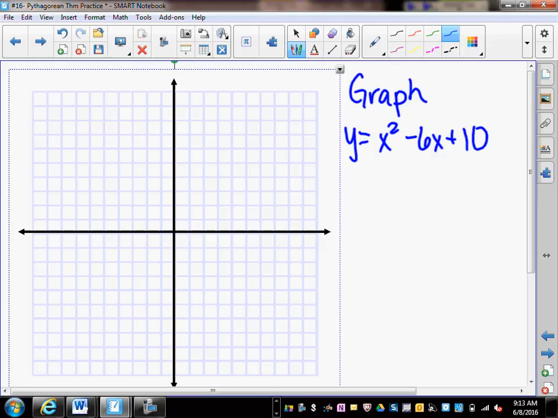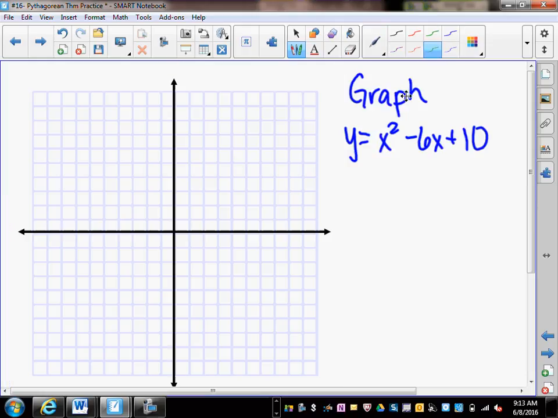Now, I'm going to walk with you through the beginning part in case you have forgotten it. We need to make sure it's always in standard form, which we already have here. And let's identify our A, B, and C. What is A? Good, 1, the leading coefficient. B would be -6, and C is 10.